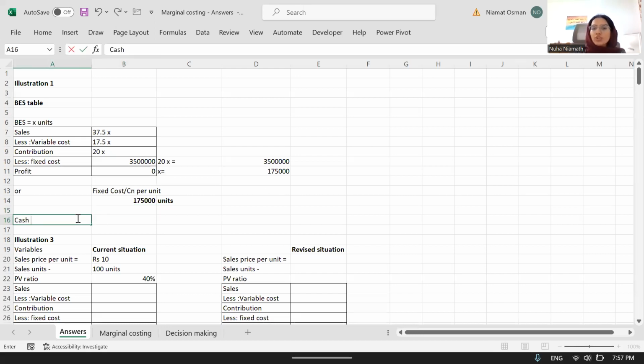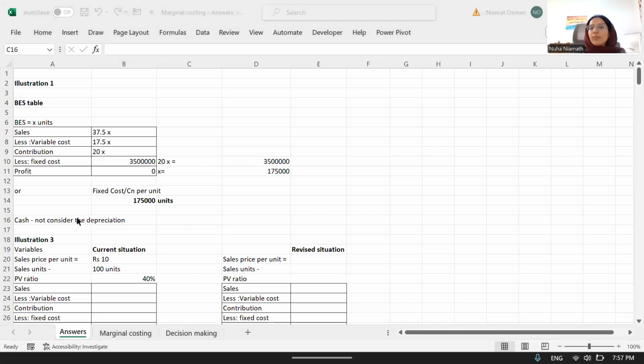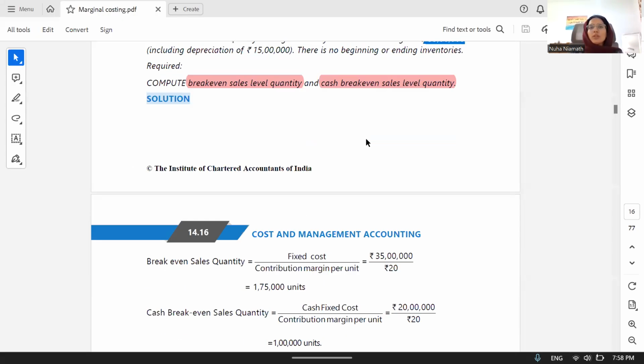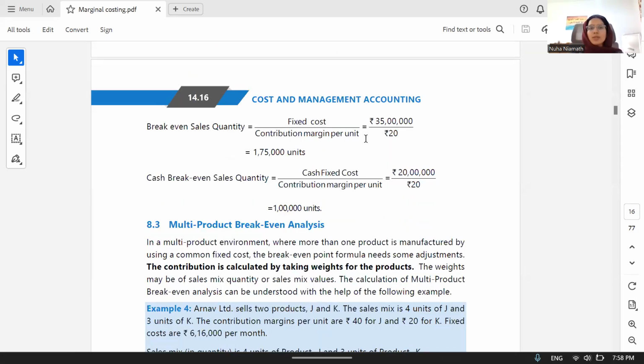1 lakh. So I hope you understood what that means. In cash break-even, we will not consider the depreciation because depreciation is non-cash. Here the formula is 35 minus 15 lakhs, which is 20 lakhs, divided by contribution per unit 20, which will give me 1 lakh units. Everybody has understood? Yes, ma'am. Okay, great. Now, I don't want to keep solving these simple questions, so let's move into something nicer.